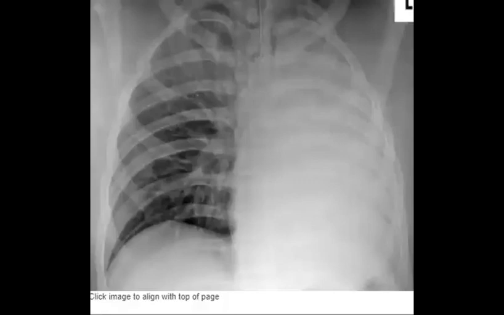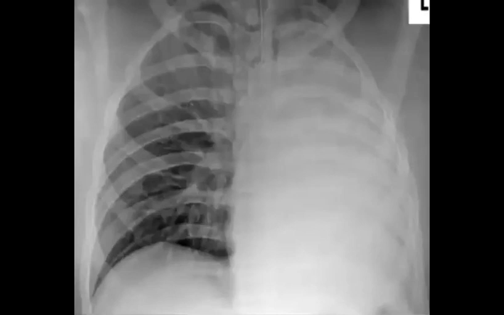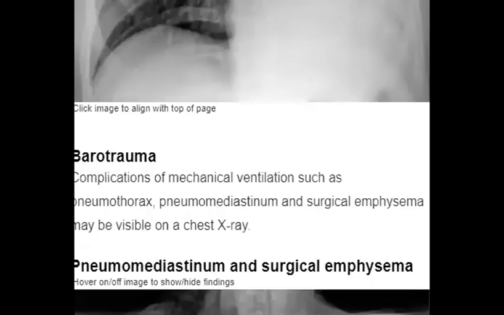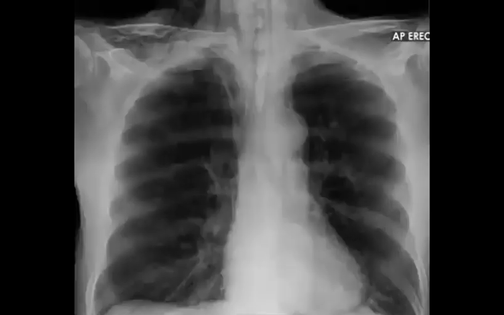And here you can see the complication has already happened, with the misplaced endotracheal tube. You can see that when he inserted it, it was in a bad position, and you can see that left lung collapse happened. Perfect. And check always for complications. I show you the answer, but okay.